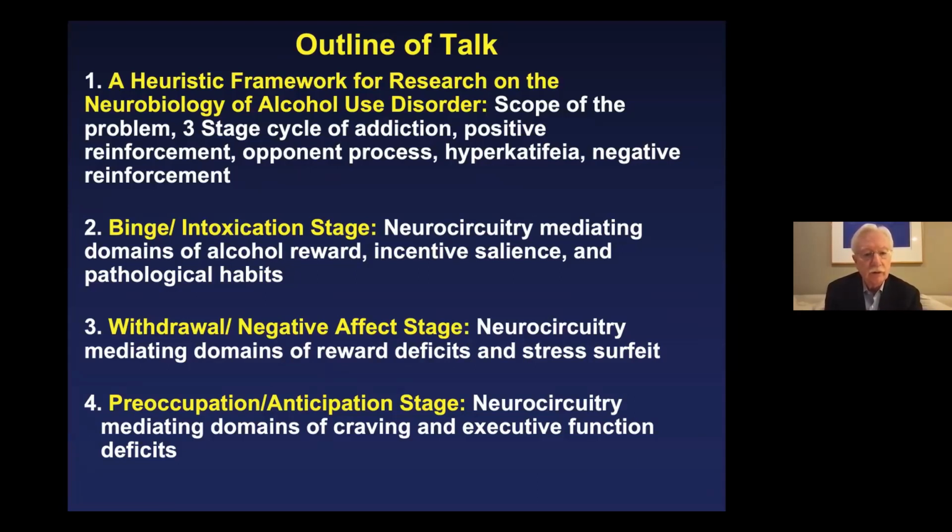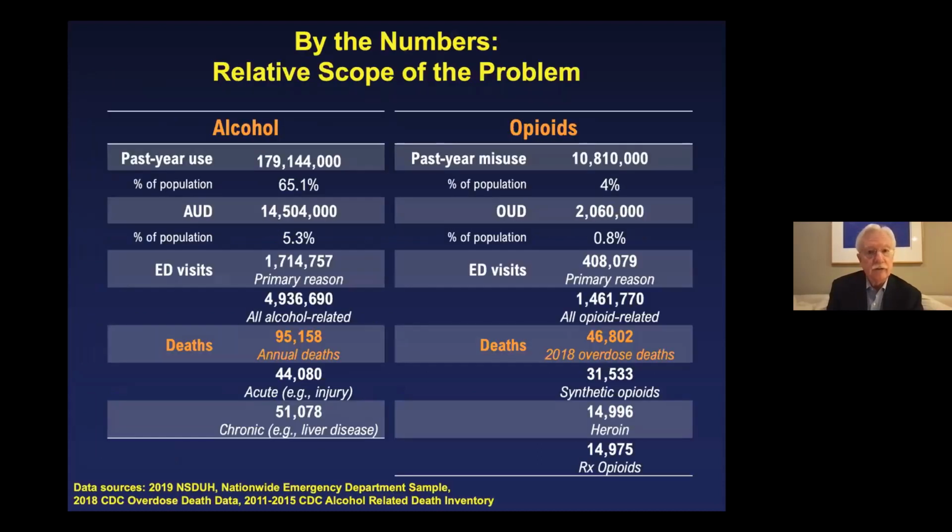and negative reinforcement. And I'm going to drill down into the binge intoxication stage and talk about the neurocircuitry mediating domains of alcohol reward, incentive salience, and pathological habits, followed by drilling down into the withdrawal negative affect stage, the neurocircuitry mediating domains of reward deficits and stress surfeit. And finally, the preoccupation anticipation stage, the neurocircuitry mediating domains of craving and executive function deficits.